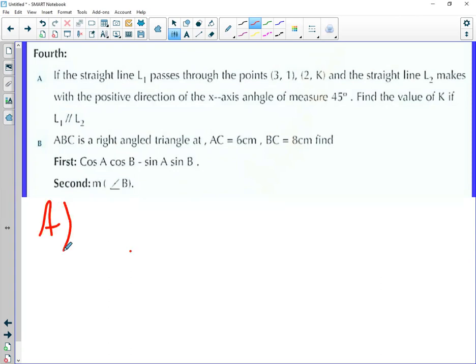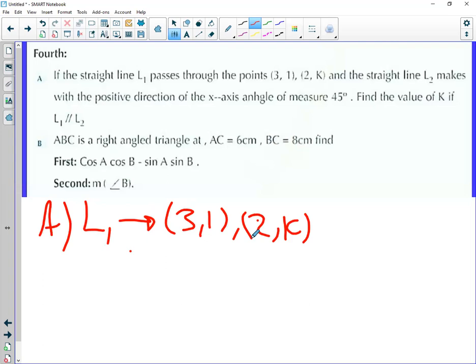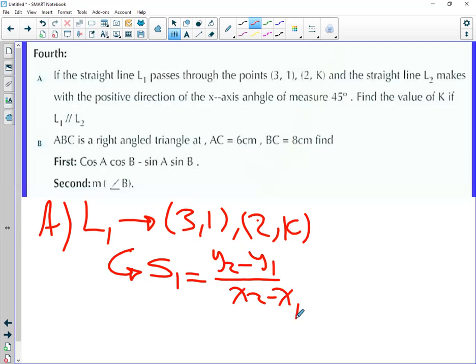We know that we have two straight lines. The first straight line L1 passes through the points (3, 1) and (2, K). Let's get slope number 1 from these two points. Slope 1 equals y2 minus y1 over x2 minus x1. Then y2 equals k minus 1 over 2 minus 3.